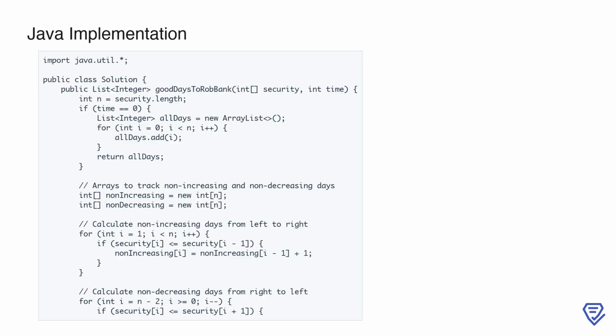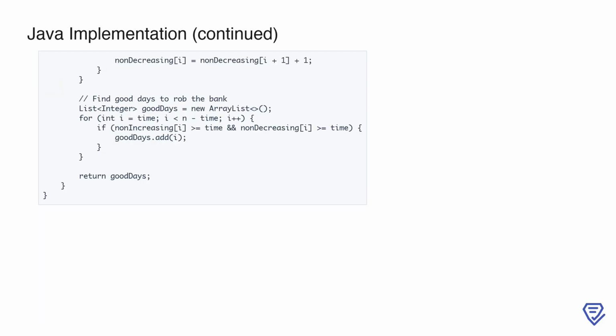This tracks how many consecutive days up to the current day satisfy the non-increasing condition. Now, we calculate the non-decreasing array by iterating from right to left. If a day's security value is less than or equal to the next day's, we increment the value in the non-decreasing array. This way, we can track the number of consecutive days from the current day onward that meet the non-decreasing condition. With both helper arrays ready, we proceed to identify the good days to rob the bank.